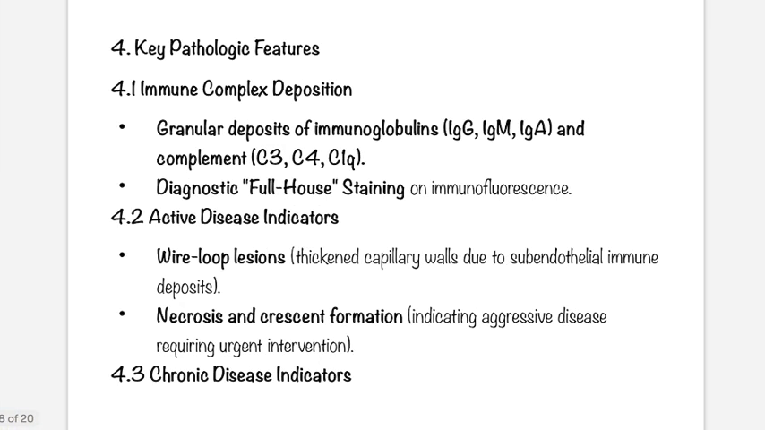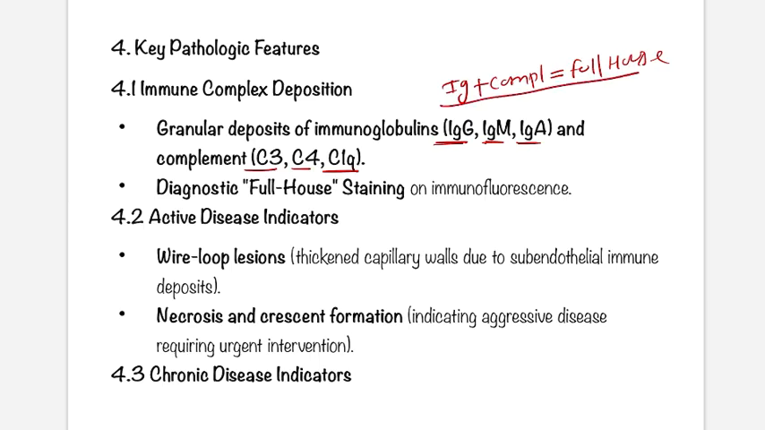Okay, so the pathological findings we see are deposition of immunoglobulin, that is IgG, IgM, IgA, and complement C3, C4, C1q, basically immunoglobulin plus complement. If we see this, it is called the full house effect. This is the keyword for these pathological features: full house staining on immunofluorescence.